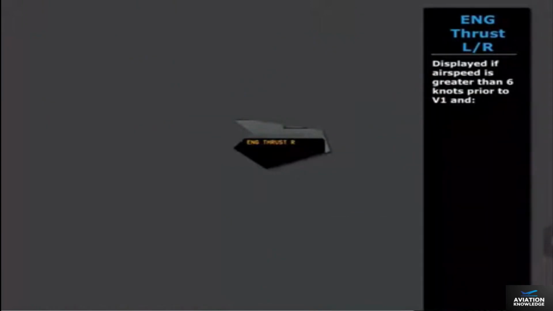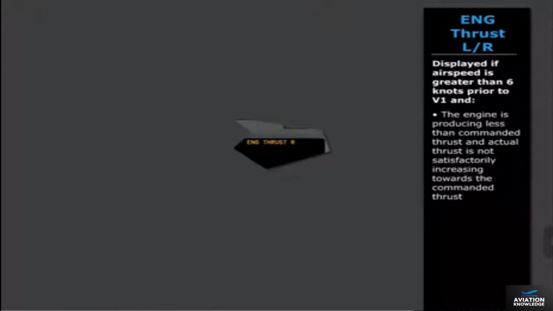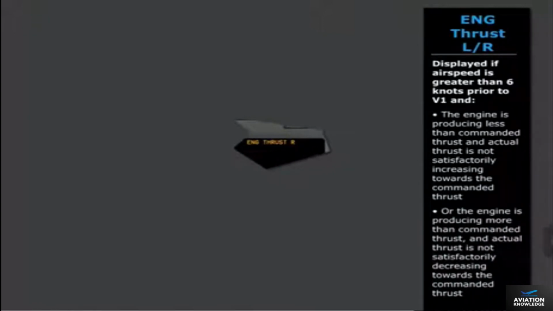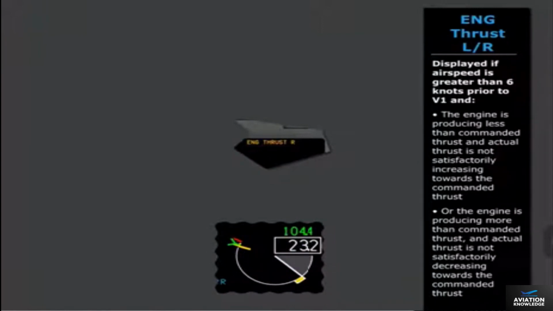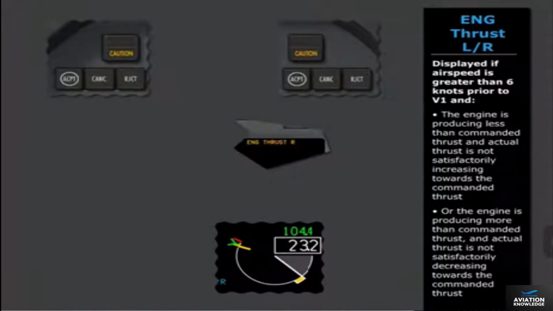The ICAS caution message "Engine Thrust Left or Right" is displayed if airspeed is greater than 6 knots prior to V1 and the engine is producing less than commanded thrust and actual thrust is not satisfactorily increasing toward the commanded thrust, or the engine is producing more than commanded thrust and actual thrust is not satisfactorily decreasing toward the commanded thrust. In addition to the engine thrust caution message, the thrust command arc is filled amber, the master caution light illuminates, and an aural beeper sounds.